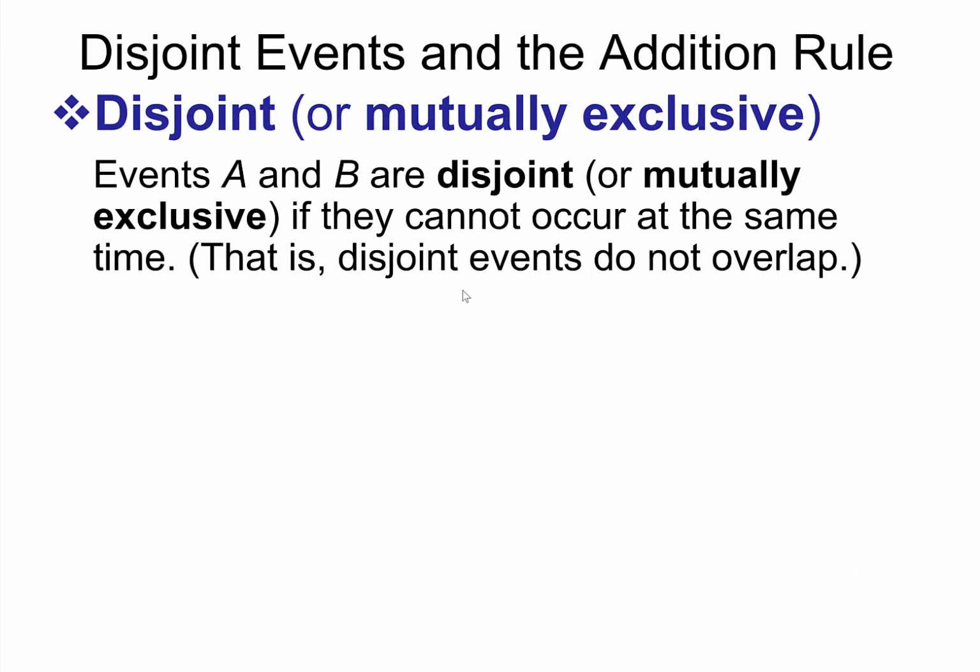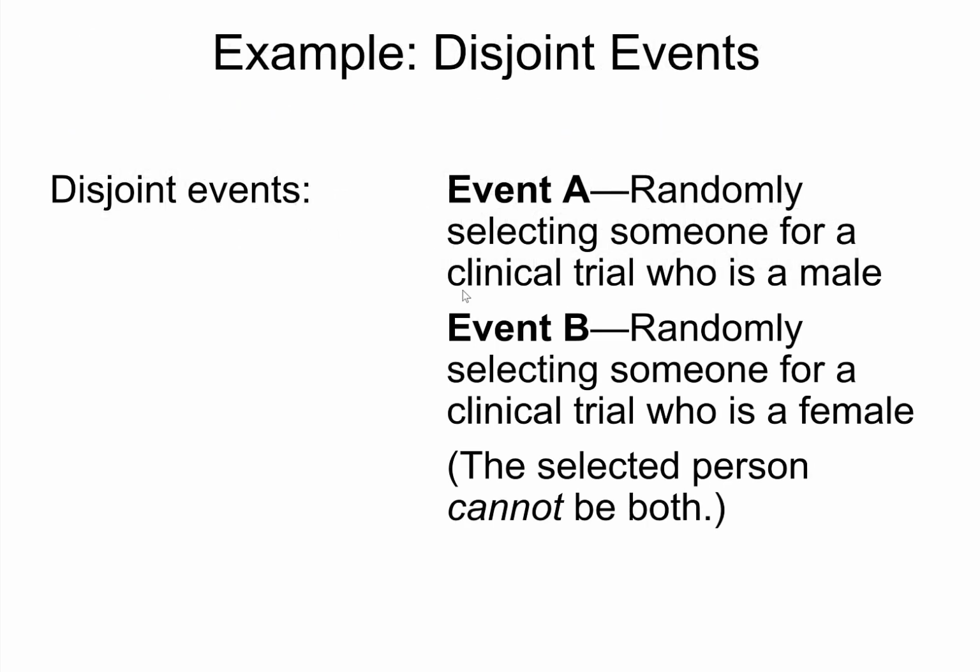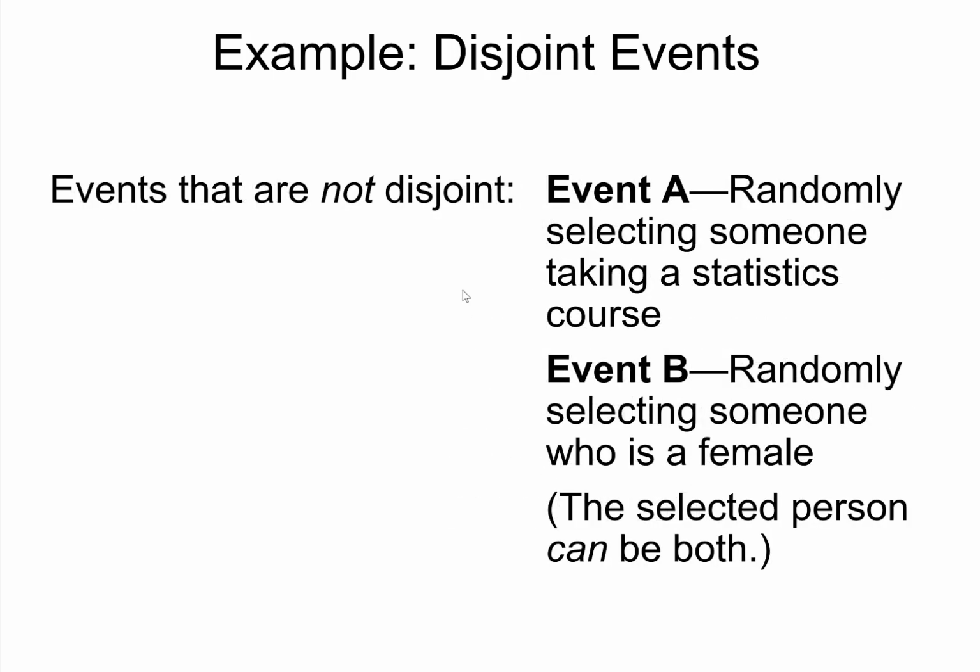Disjoint or mutually exclusive events are events that cannot occur at the same time. That means disjoint events do not overlap. So, an example of disjoint events: Event A, randomly select someone for a clinical trial who is a male. Event B, randomly select someone for a clinical trial who is a female. The selected person cannot be both. An example of events that are not disjoint: Event A, randomly select someone taking a statistics course. Event B, randomly select someone who is a female. We can pick someone who is a female who is taking a statistics course.